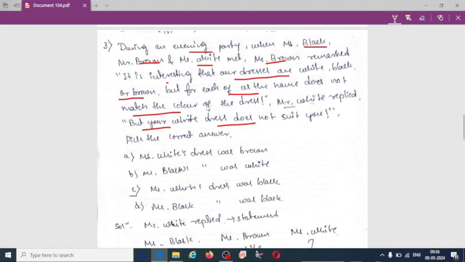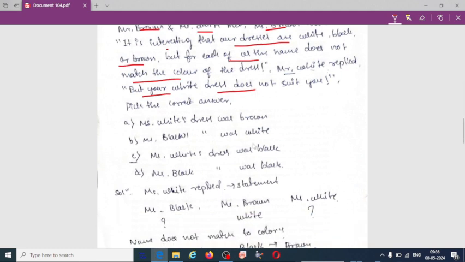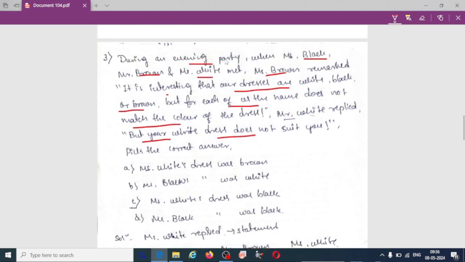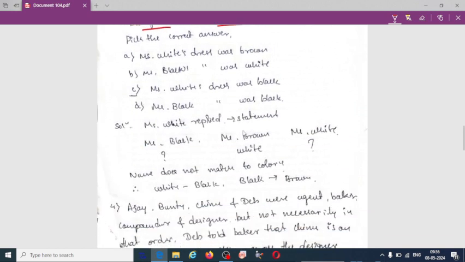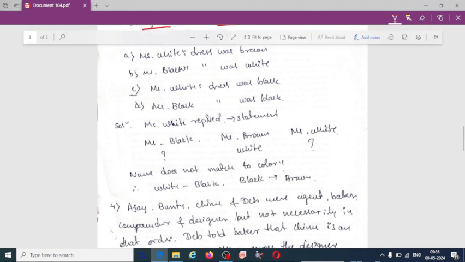First carefully read the question. Here, what did Mr. White reply, and to whom is he replying? Mr. Brown. He replied that your white dress doesn't suit you. So Mr. Brown is wearing a white dress. This is clear from the statement. So here, black and white.